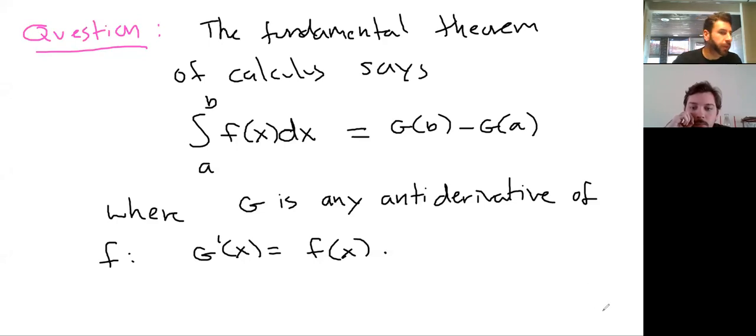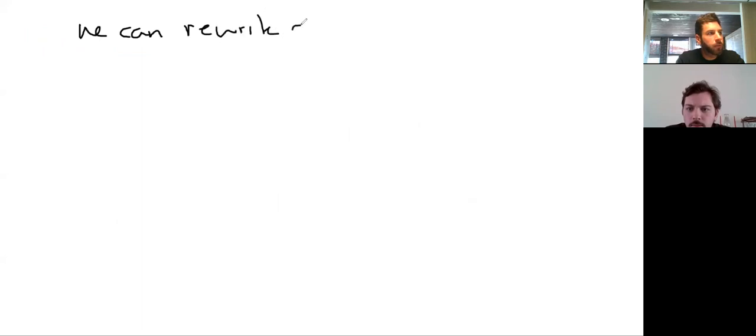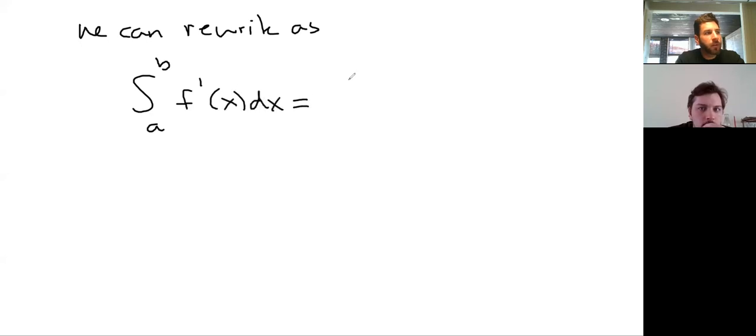Draw a picture of this. And actually, before we draw a picture of it, let's rewrite it. We could rewrite this in a more sophisticated way. Instead of writing some new function g, we can write it like this. So we can rewrite the integral from a to b of any derivative. So let's say f prime of x dx is equal to f of b minus f of a.